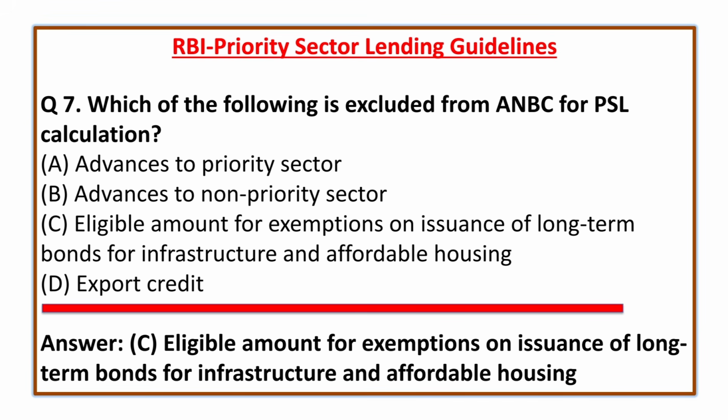Question 7. Which of the following is excluded from ANBC for PSL calculation? A. Advances to priority sector. B. Advances to non-priority sector. C. Eligible amount for exemptions on issuance of long-term bonds for infrastructure and affordable housing. D. Export credit. Answer. C. Eligible amount for exemptions on issuance of long-term bonds for infrastructure and affordable housing.